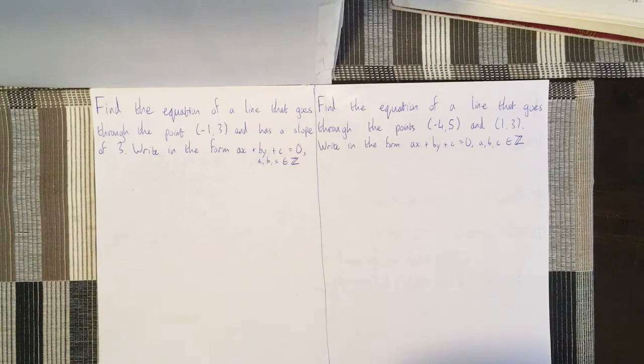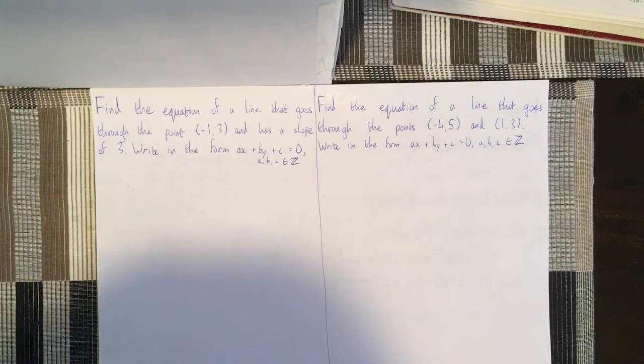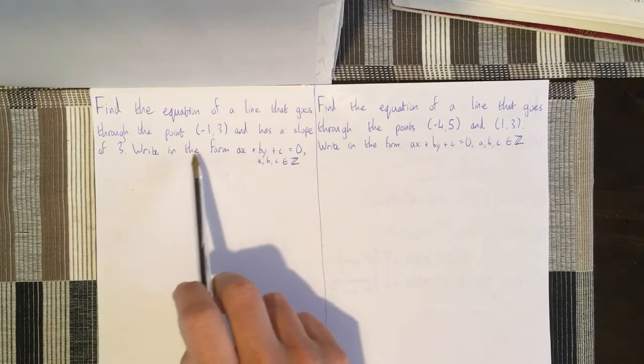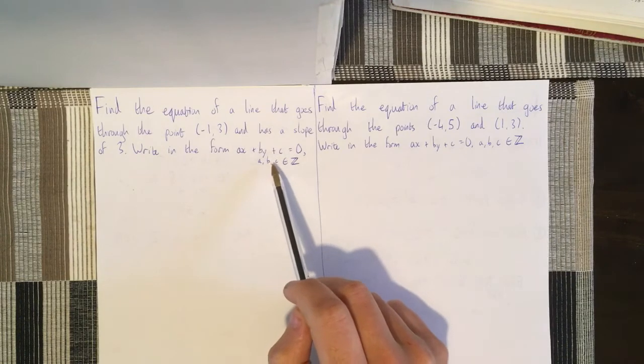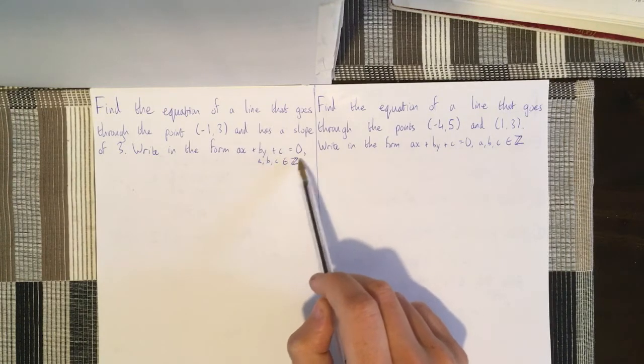So first example here: find the equation of a line that goes through the point minus 1, 3 and has a slope of 3. And then it just says, write in the form ax plus by plus c equals 0. a, b, c are elements of Z. Z is integers.